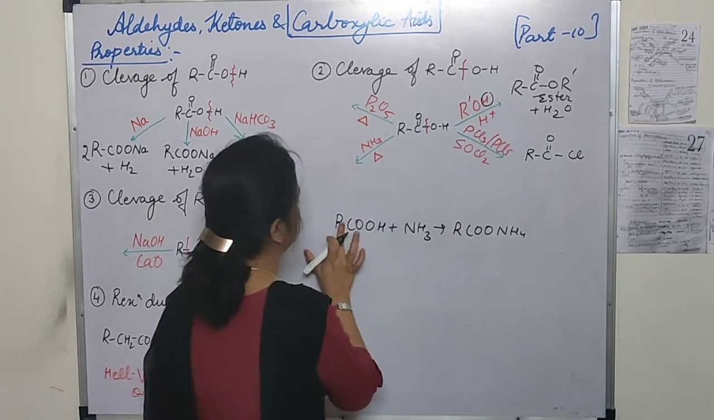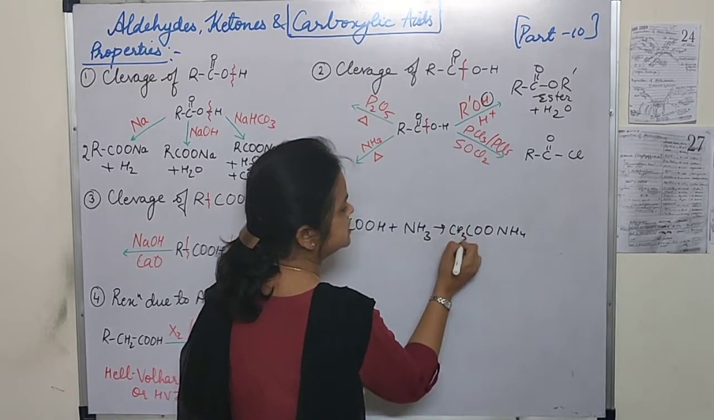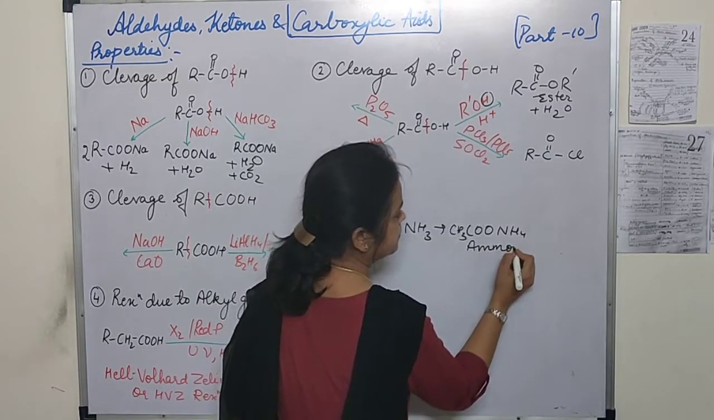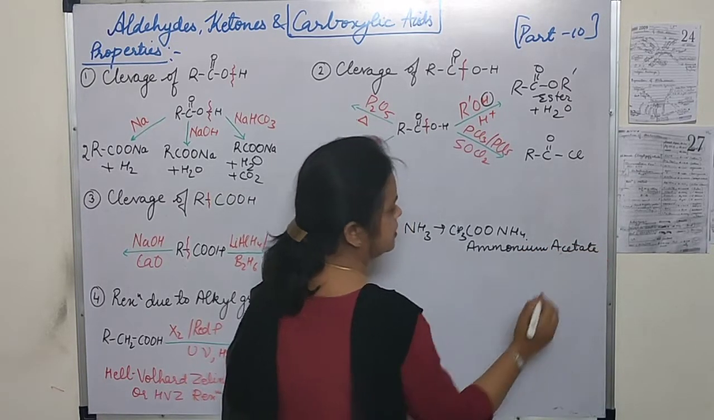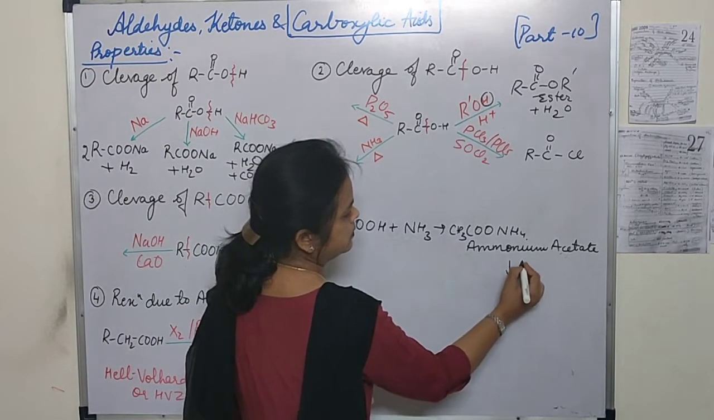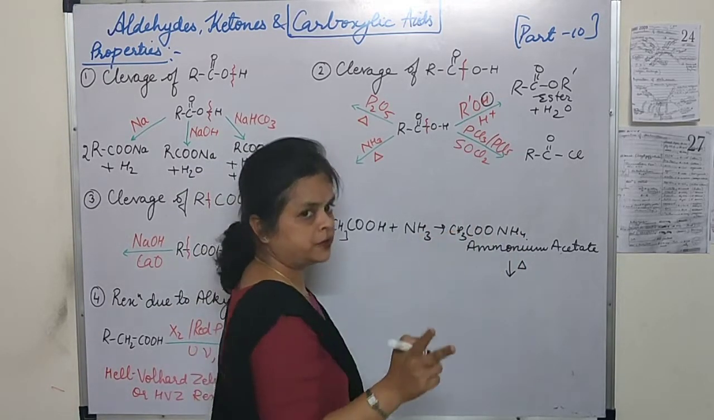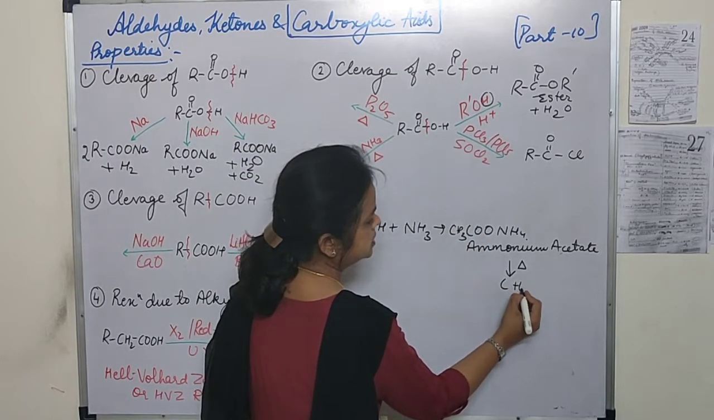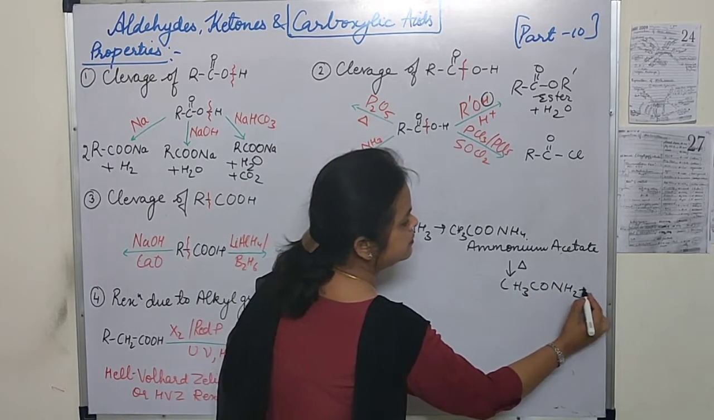So suppose if we are taking here CH3, then it will be CH3COONH4. What is the name of this compound? Ammonium acetate. Okay, now this ammonium acetate, when it is heated, one molecule of H2O will come out. From this NH4, 2 hydrogen will come out and 1 oxygen from here. So what is the product formed here? CH3CONH2. Okay, and you can write plus H2O.